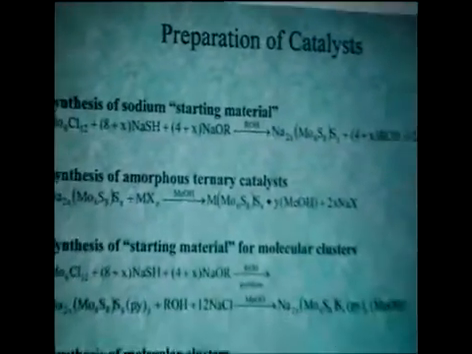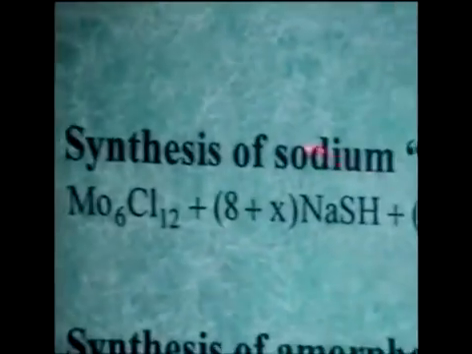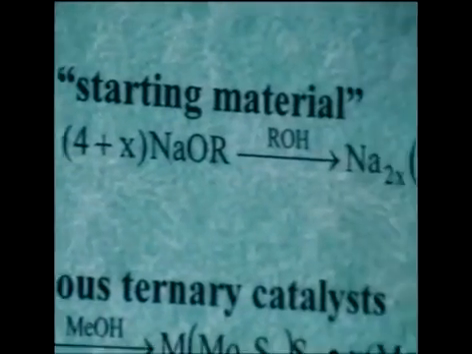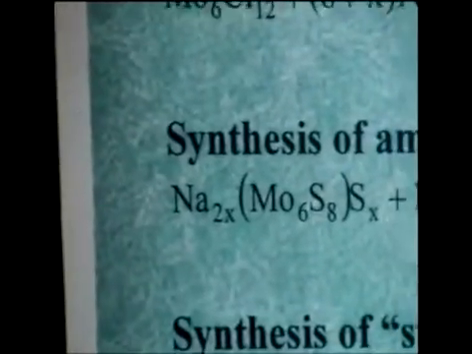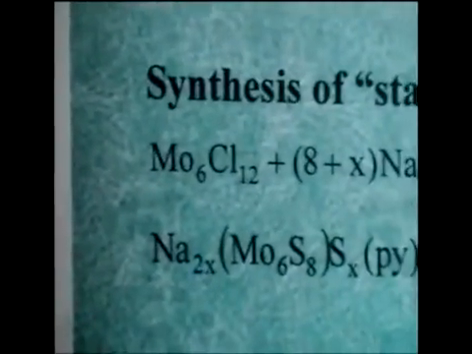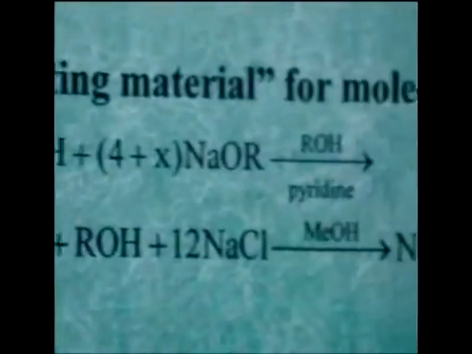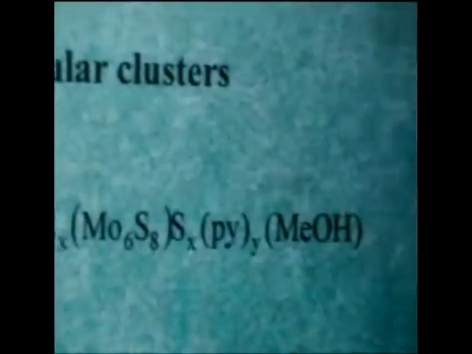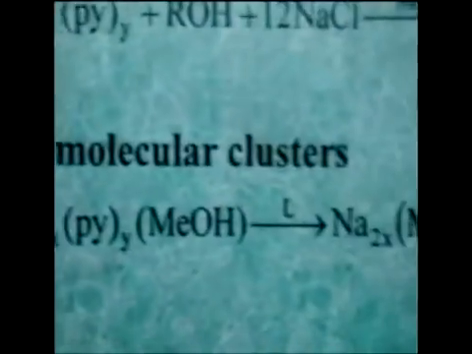To prepare the amorphous or higher surface area materials, we go through a two-step procedure, and we start with the preparation of what we call a sodium starting material. We start with Mo6Cl12, which already has this octahedral structure in the Mo6 cluster. We react that with sodium hydrosulfide and a sodium alkoxide, normally ethoxide, in refluxing butanol. We end up with a ternary compound that has a sodium balancing an extra sulfur. This is an amorphous compound with surface areas that can be as high as 200 square meters per gram. Sodium chloride and alcohol are also produced as byproducts.